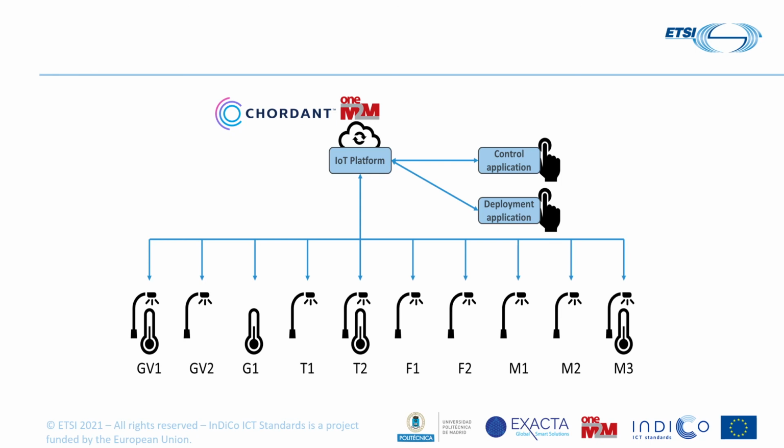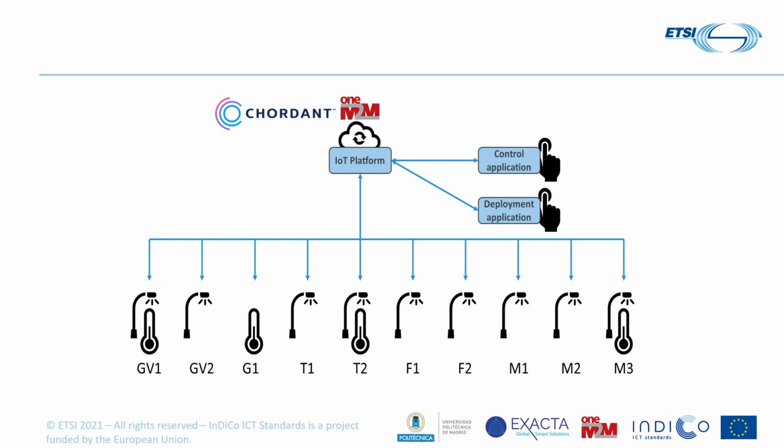So at the bottom, I have the 10 devices that we're talking about, and then they all register to the IoT platform. And like we described earlier, the deployment application has a subscription such that whenever a new device registers to the oneM2M CSE, it receives a notification, so that in the deployment application, we'll be able to specify the location that these devices were deployed at.